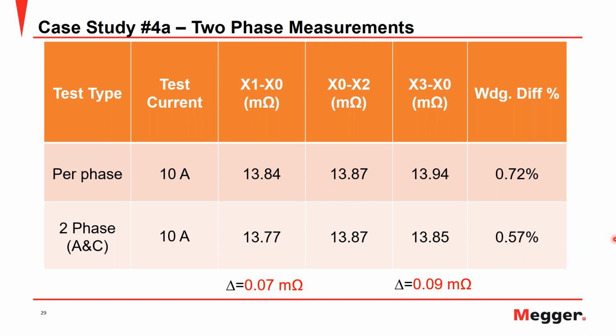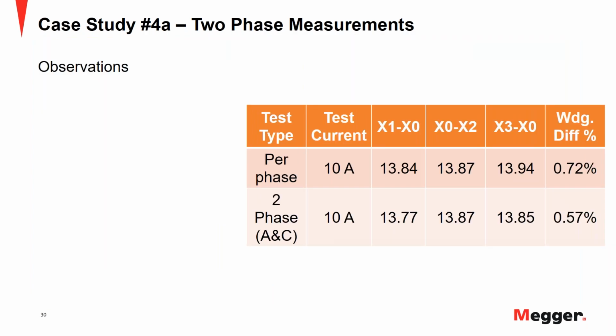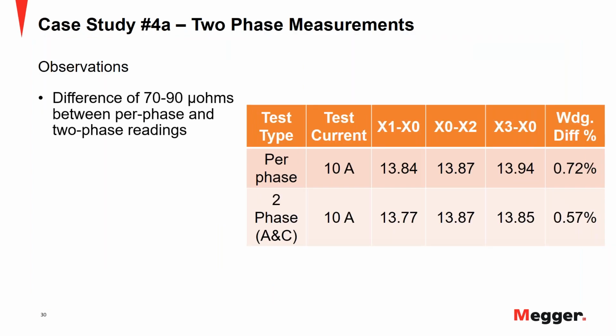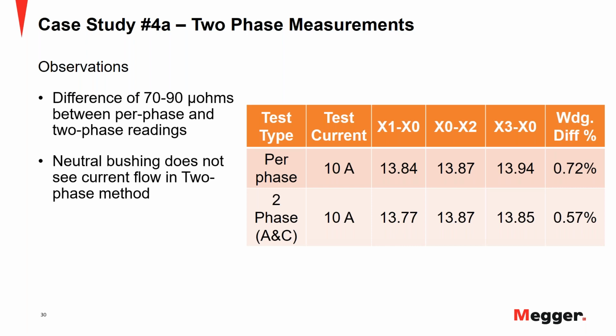So let's look at the observations in this case. As far as observations go, we realized that there was a difference of about 70 to 90 microohms when measurements were made on a per phase basis versus a two-phase basis. So we saw a difference in the magnitude of measured resistance. Now this was because in the two-phase measurements, the neutral bushing does not see any current flow.